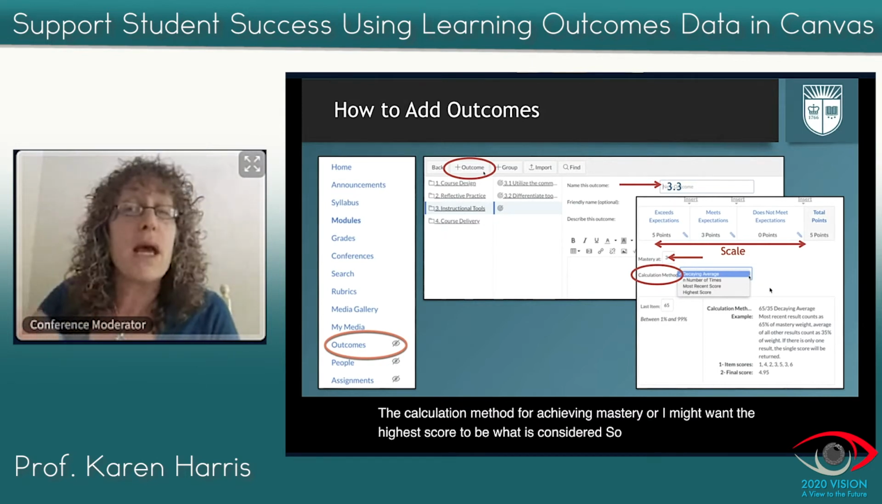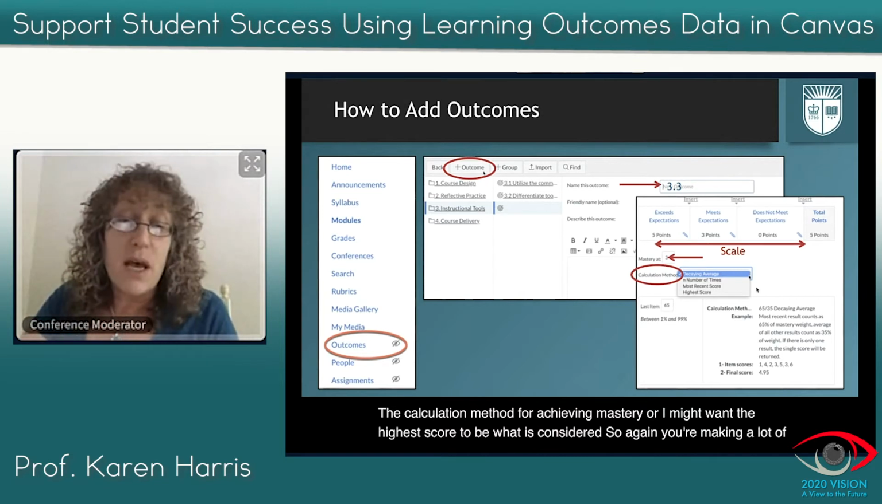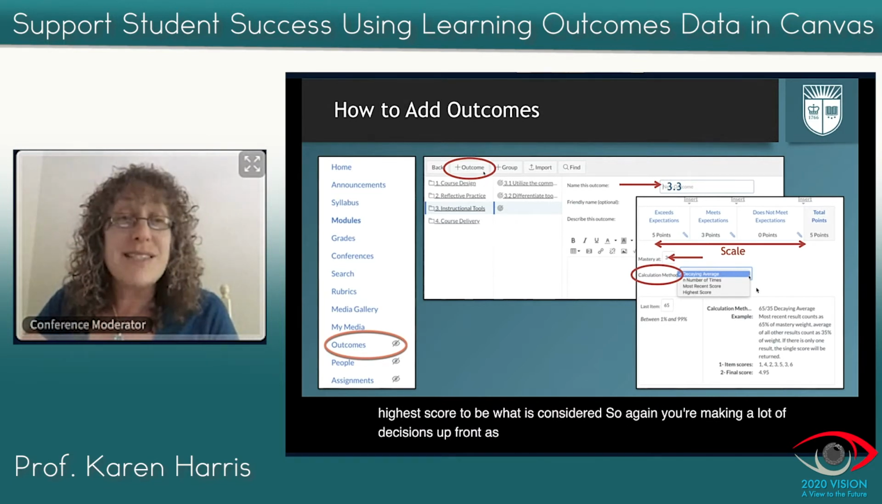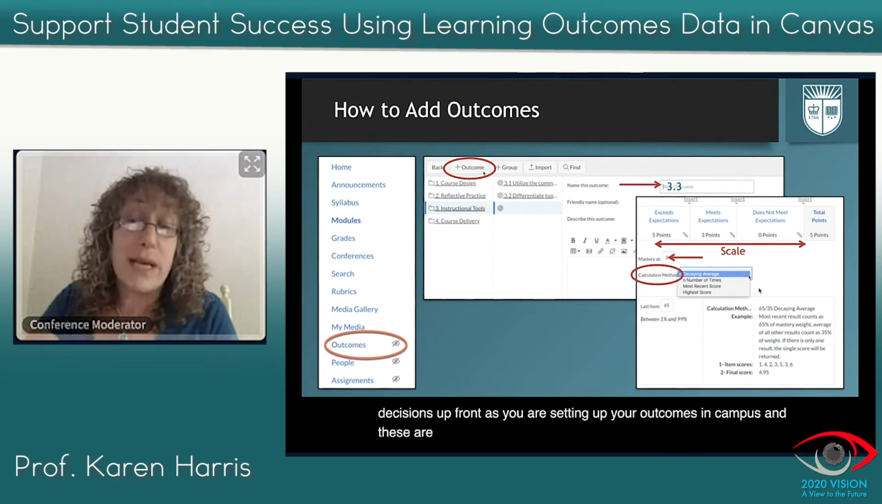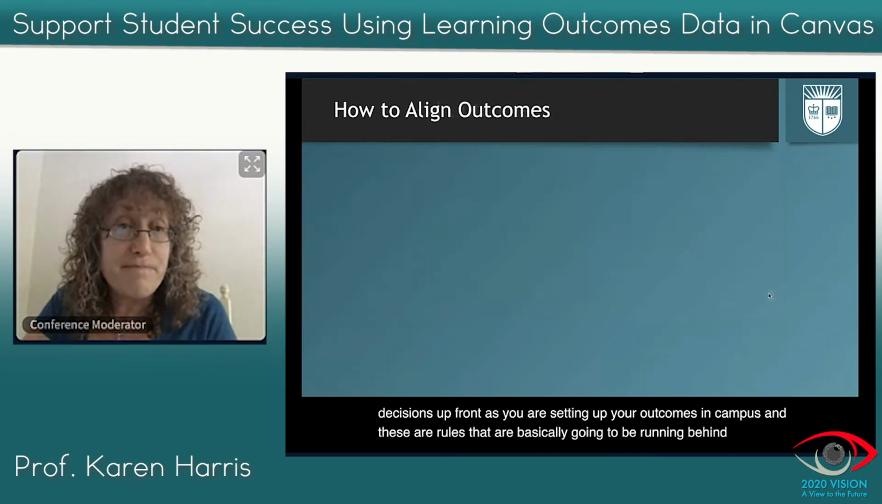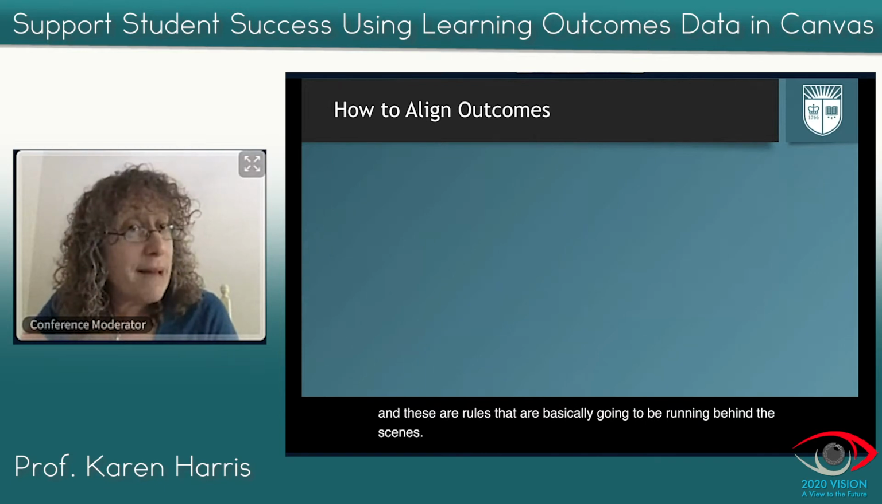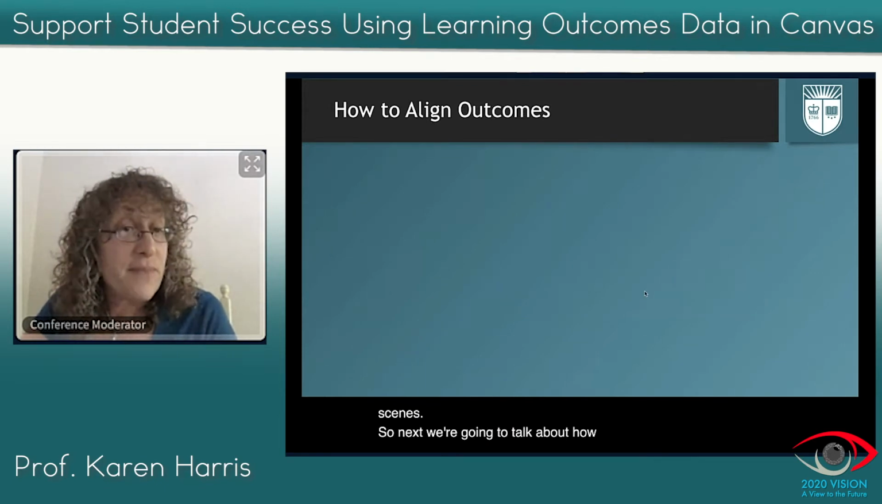So again, you're making a lot of decisions up front as you are setting up your outcomes in Canvas. And these are rules that are basically going to be running behind the scenes. So next, we're going to talk about how to align the outcomes.